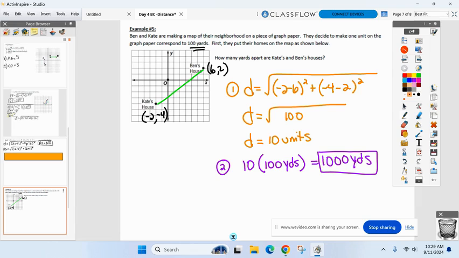Okay, looking good. Any questions? They're 10 units away or 1,000 yards. Any problems figuring that out? Similar stuff is coming on the quiz. I'm probably not just going to ask a straight distance formula on an honors quiz. I'll apply it like this.